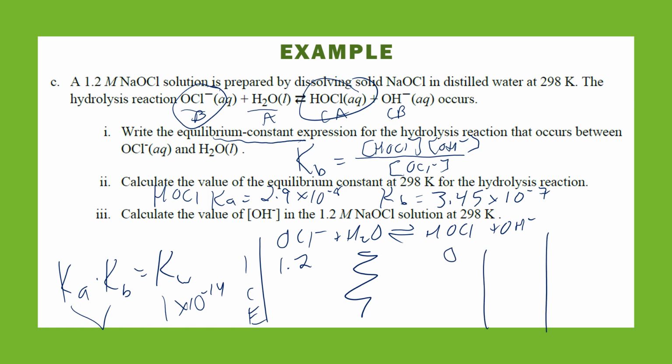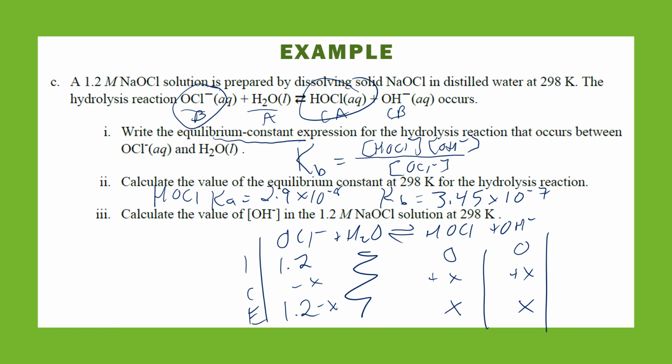I don't have any of this stuff to begin with, so I know that this will decrease by X, and this side will increase by X for each because it's all a 1-to-1-to-1 relationship. So at equilibrium, this will be 1.2 minus X. This will be X, and this will be X. Now I can plug those values back into my equilibrium expression, my Kb expression that I wrote in part I.